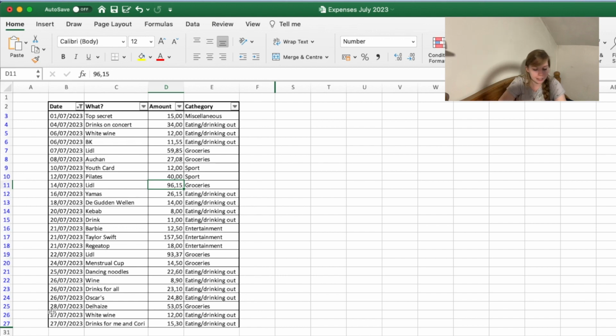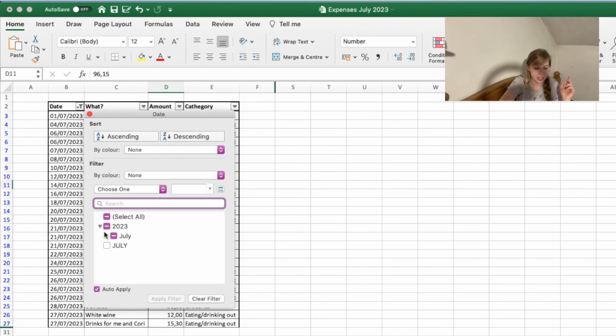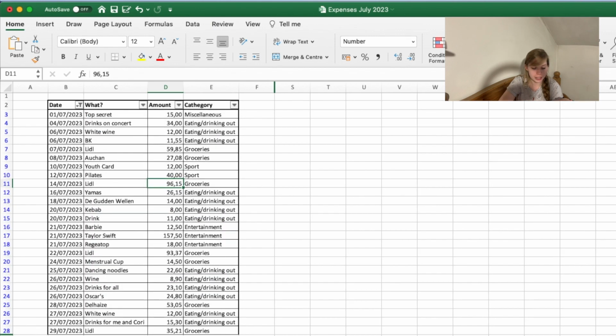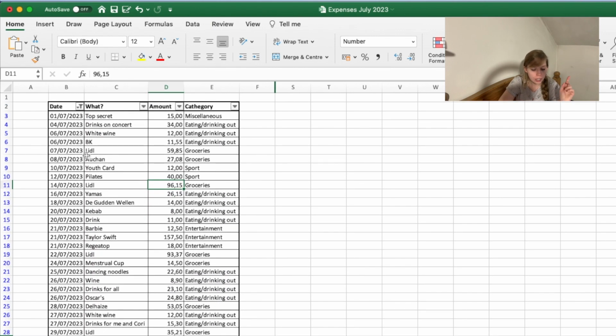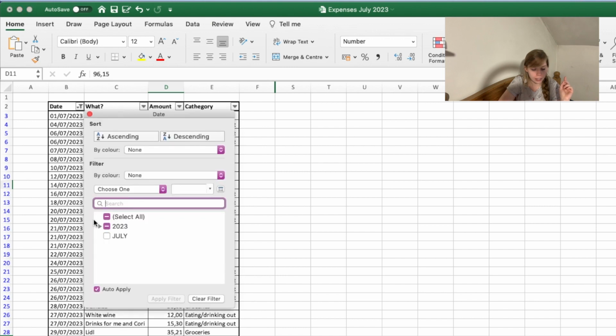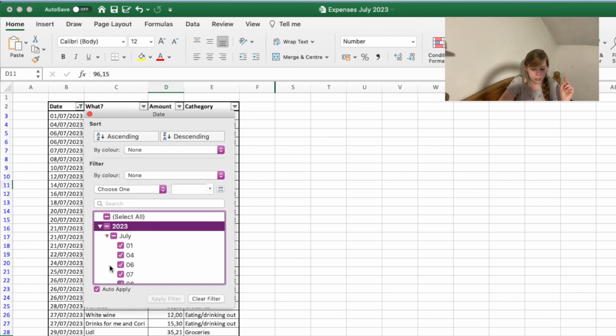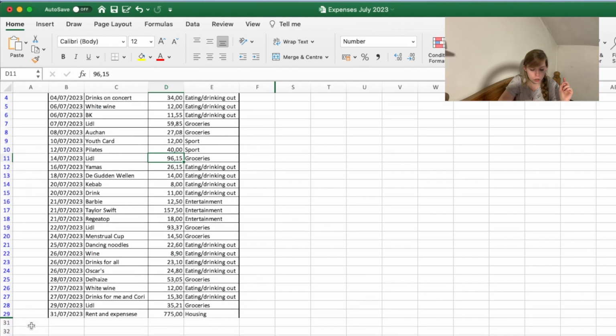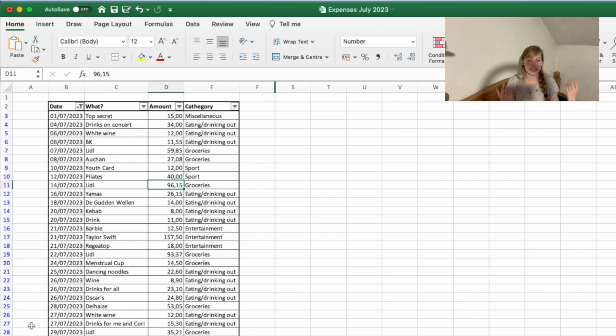Then on 28th, I went for the groceries to Delhaize. Why is 28th between 26th and 27th? Okay, it doesn't matter. Groceries in Delhaize, 53 euro. There were additional things that I needed for my birthday. Then 29th was groceries in Lidl, 35 euro. And last one, 31st of July, it's rent and expenses, 775 euro for my housing.